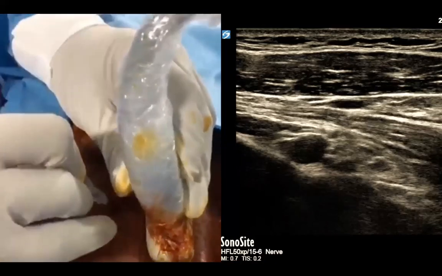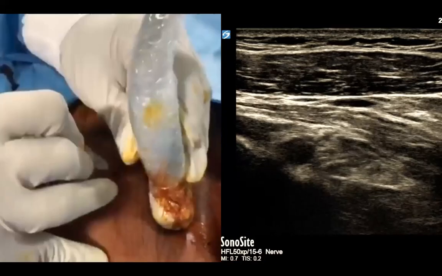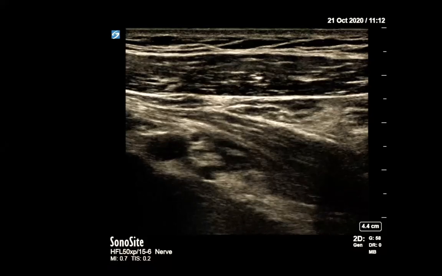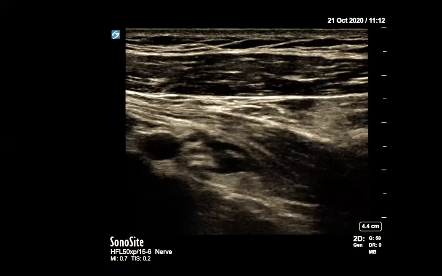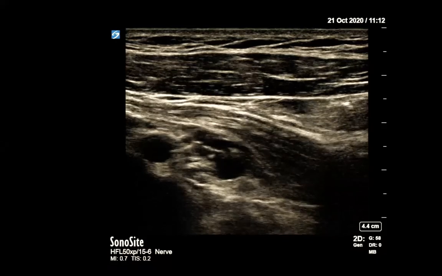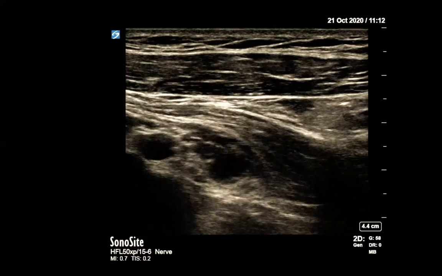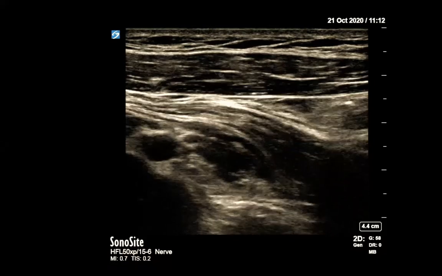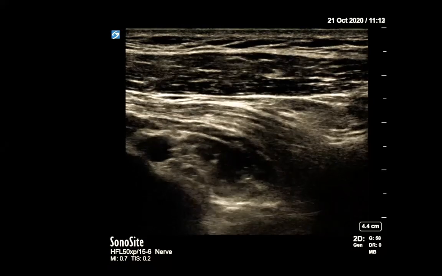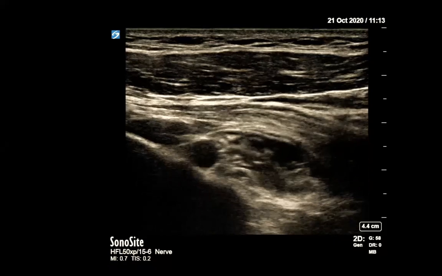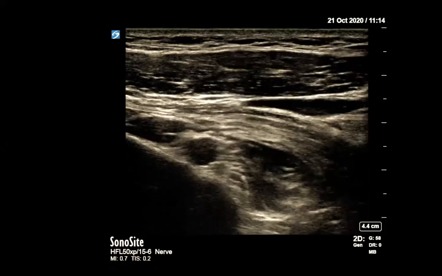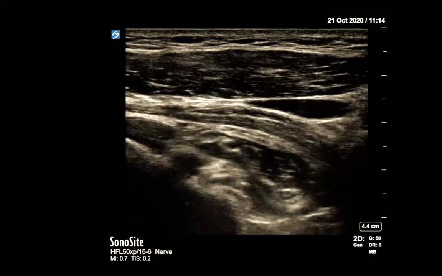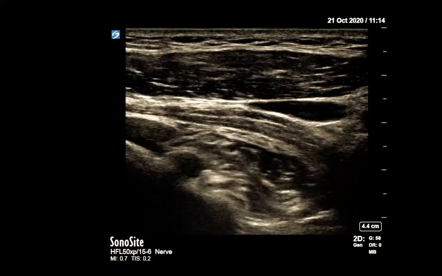This recording shows the local anesthetic deposition in the costoclavicular space. The drug is deposited in the center of the cluster. Now the needle is redirected medially. You can see the drug spread around the medial cord.